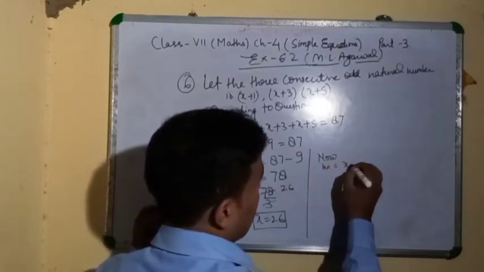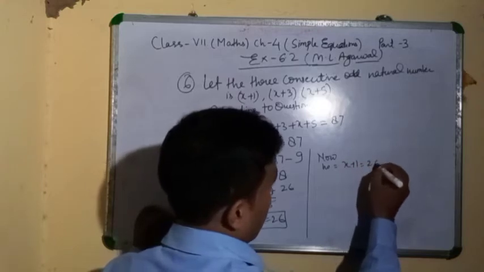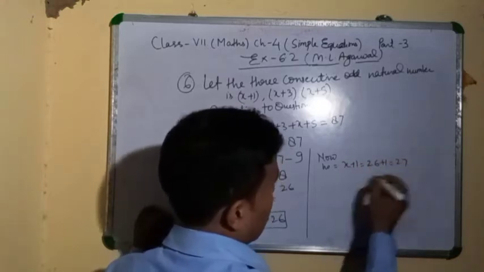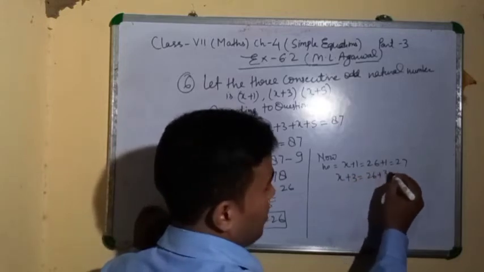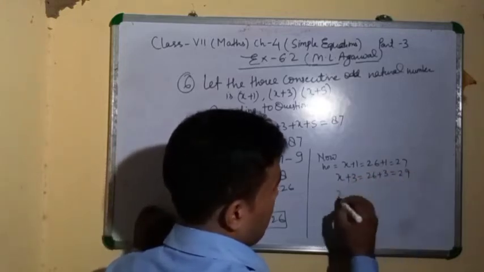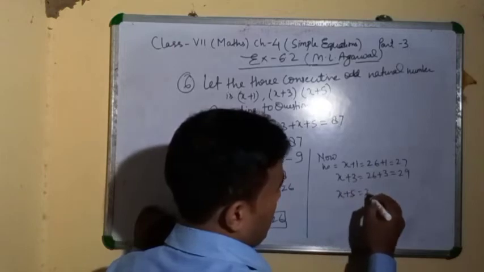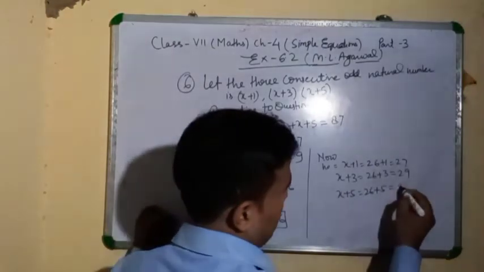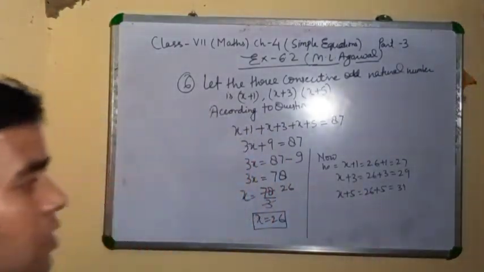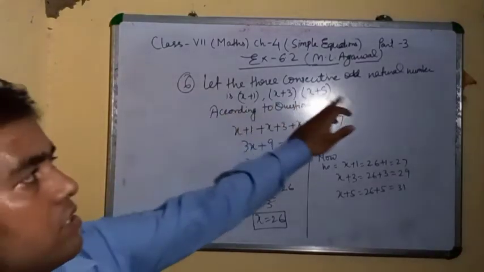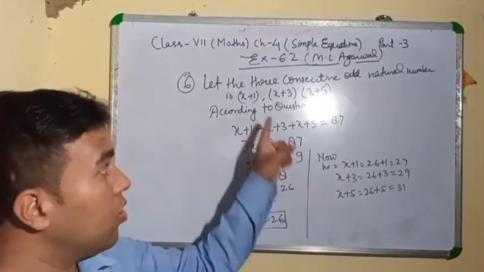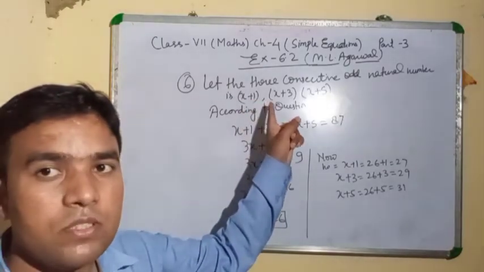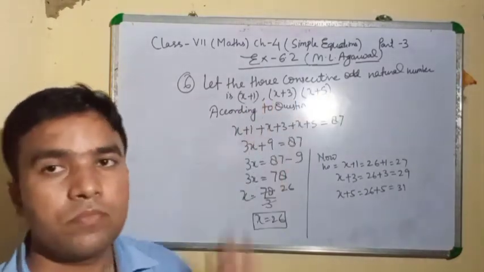Number equal to 26 means 26 plus 1 is 27, x plus 3 is 26 plus 3 is 29, 26 plus 5 is 31. Clear? Means we have taken 3 consecutive odd natural numbers x plus 1, x plus 3, x plus 5. Odd number means 1, 3, 5.